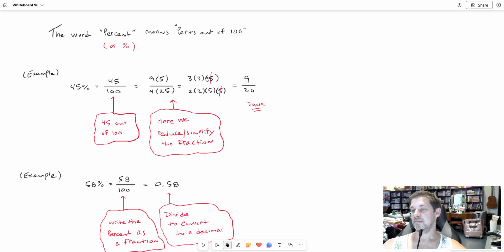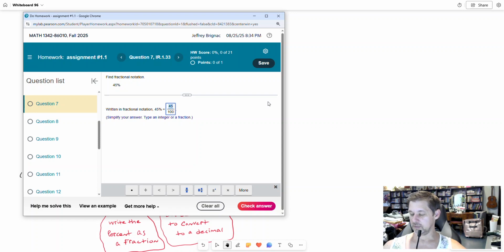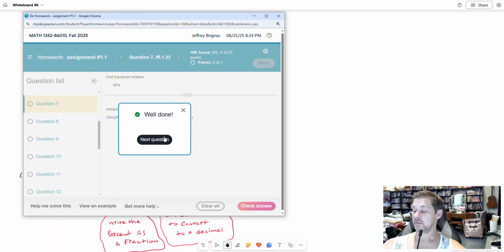Then if there are any matching pairs, top and bottom, I cross them out. The only matching pair I see is a 5 and a 5, just one matching pair of 5s, which I cancel. That leaves me with 3 times 3, which is 9, on the top, and 2 times 2 times 5, which is 20, on the bottom. So that's reduced. I've broken it down as much as I can and canceled everything that was common. So instead of 45 over 100, what we're looking for is 9 out of 20. I'll put that in, check it, and it'll be right.